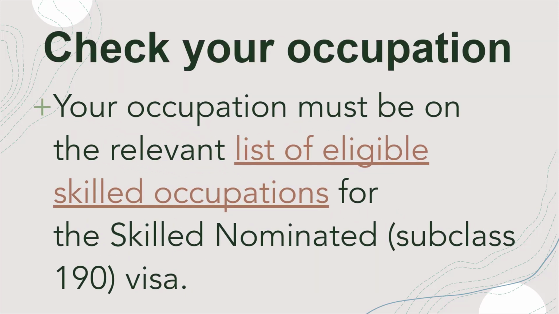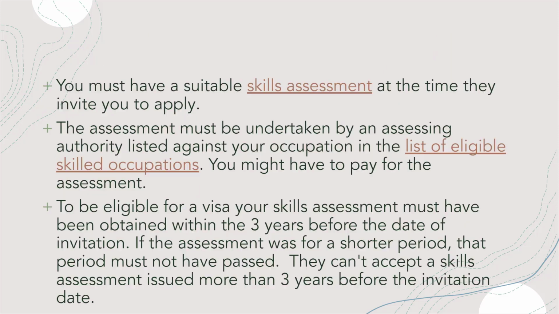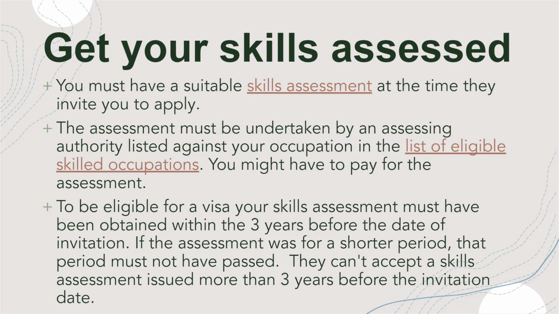Your occupation must be on the relevant list of eligible skilled occupations for the skilled nominated Subclass 190 visa. You must have a suitable skills assessment at the time they invite you to apply. The assessment must be undertaken by an assessing authority listed against your occupation in the list of eligible skilled occupations. You might have to pay for the assessment.